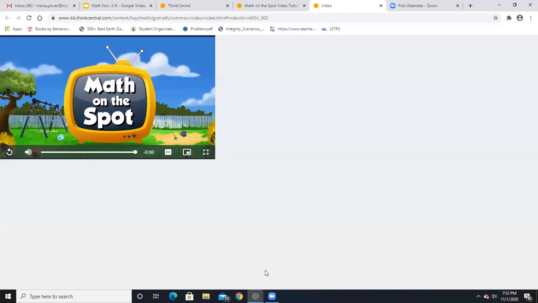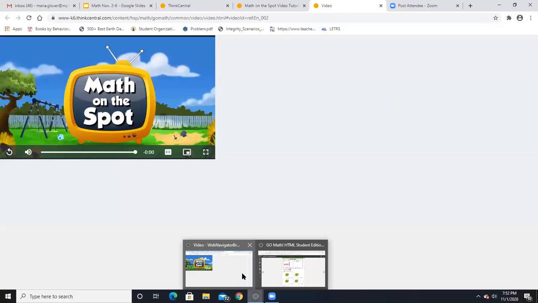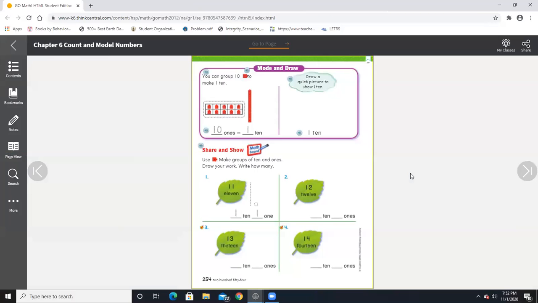All right, let's look at our books on page 254. All right, here we're on page 254, and we're going to start with our model and draw. Let's read what this says. You can group 10 cubes to make 1 ten, and that is exactly what we just saw.